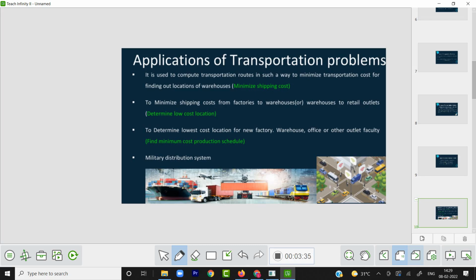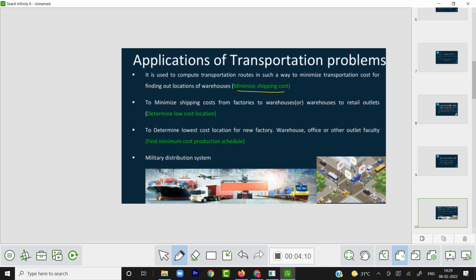Here in the pictures we have seen so many types of transport: waterways, airways and roadways, to transport goods from one place to another. We can see thousands of applications using these transportation models. We compute the transportation route in such a way as to minimize the transportation cost, for finding locations of warehouses, so that the shipping cost is minimized.